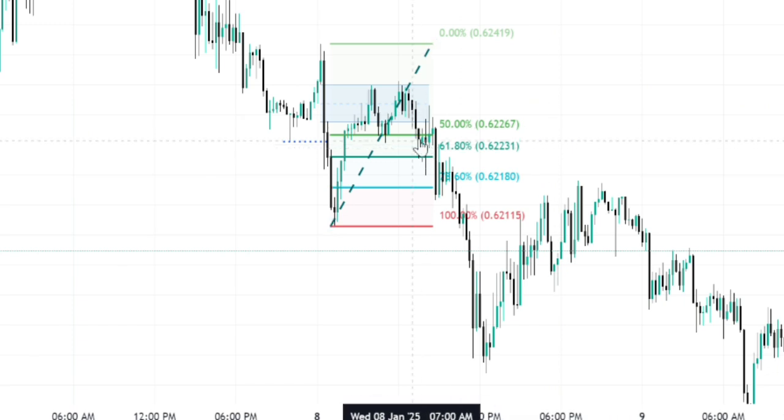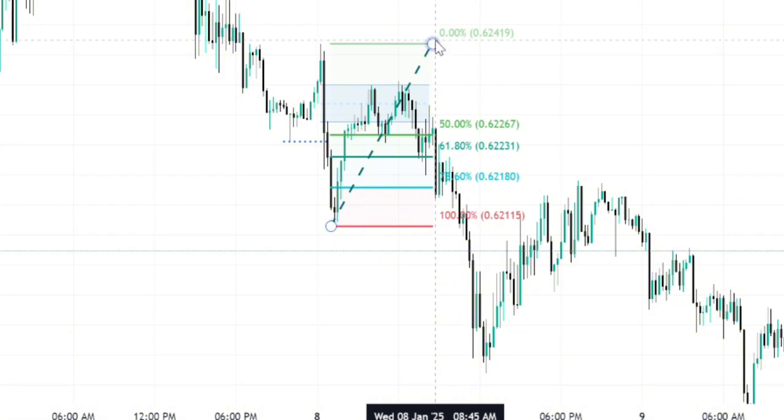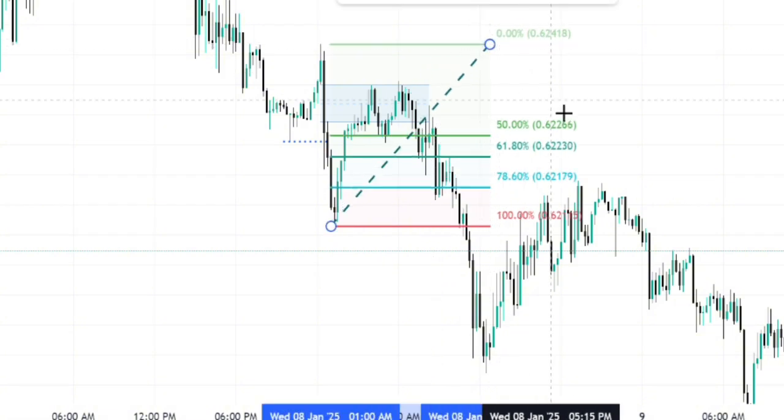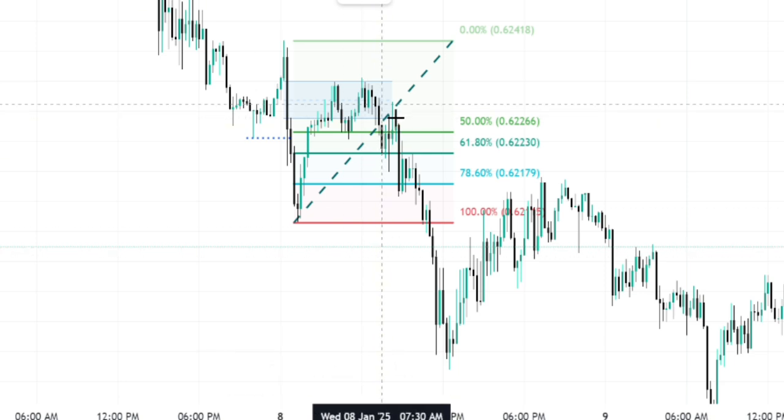So once price is at our premium, when you're selling, you're waiting for price to come to your premium, and when you're buying, you're waiting for price to come to your discount. So price has come to our premium, so we can sell from here. We can just take this trade from here.